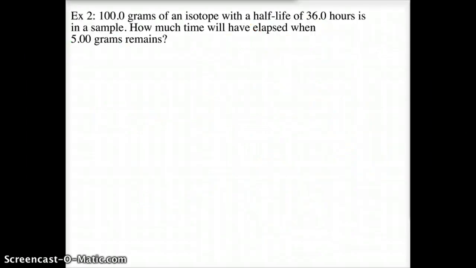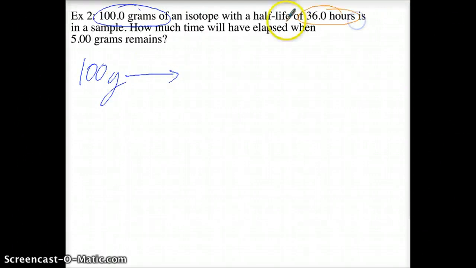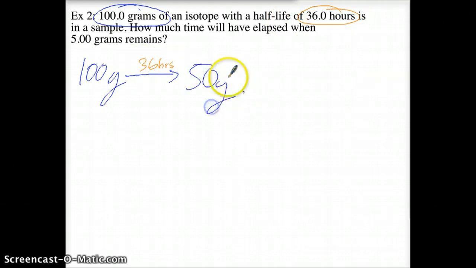Let's try another problem. 100 grams of an isotope with a half-life of 36 hours is in a sample. How much time will have elapsed when 5 grams remain? So let's think about what we're starting with, 100 grams, okay? It's not always going to be 100 grams, it is in these two examples. And we know the half-life is 36 hours. So after 36 hours, we're going to have half of that 100 grams left, so we'll have 50. Then after another half-life, another 36 hours, we'll have half of that. So that would be 25 grams.